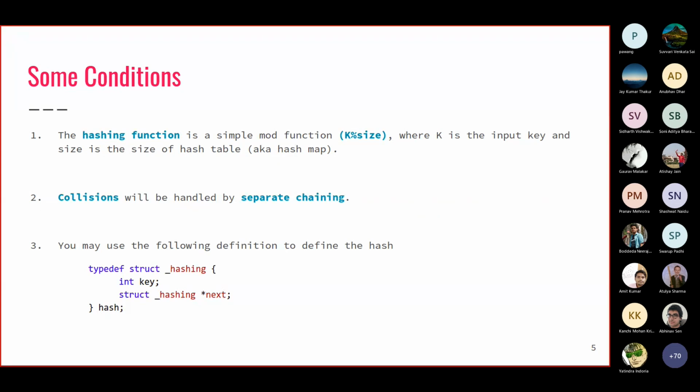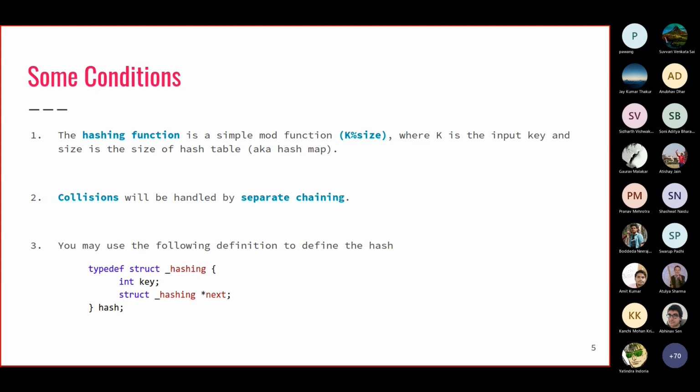So, but there are some conditions. The condition is that the hashing function is a simple mod function, and if k is the key, then the hash function could be k modulo the size of the hash table. And if there is any collision, then it should be avoided using separate chaining.